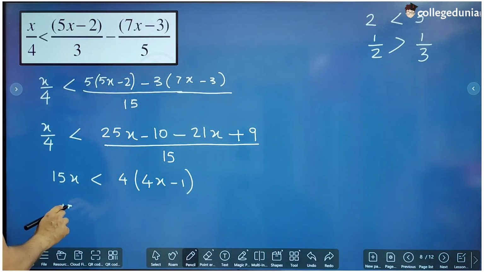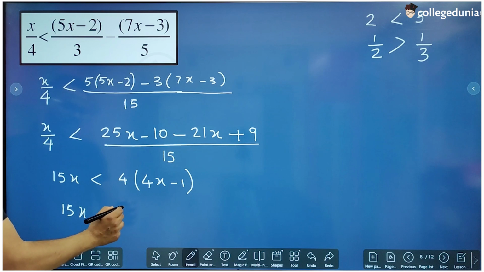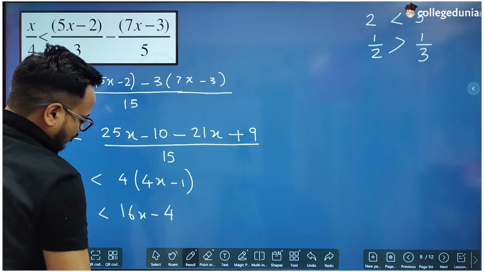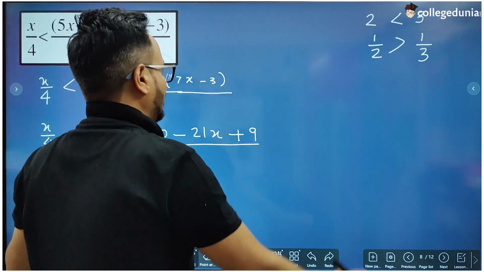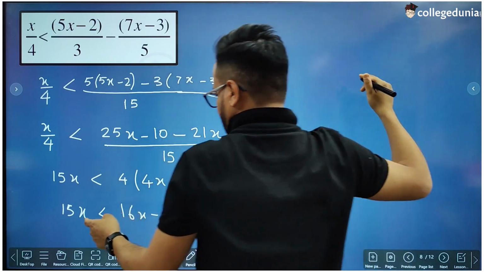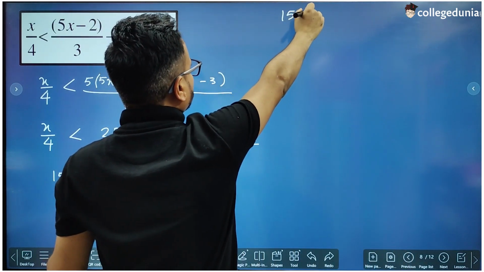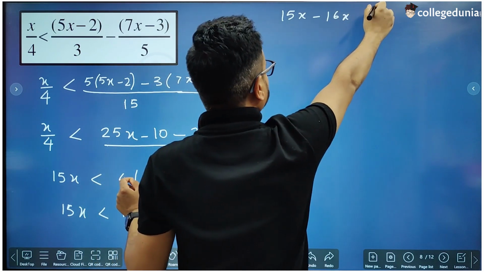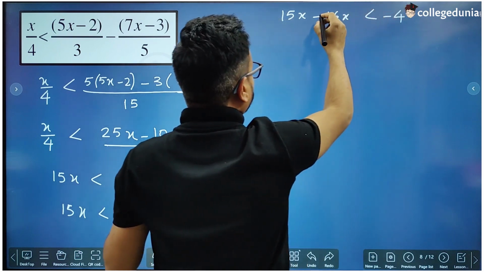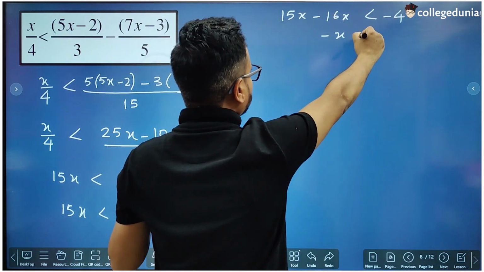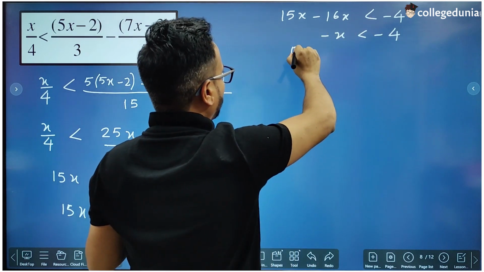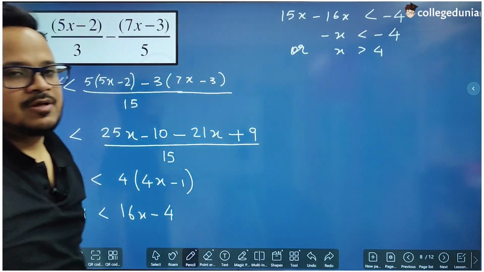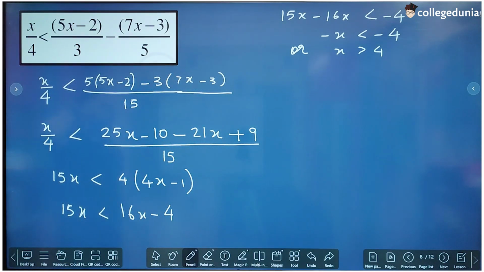So the answer is 15x less than 16x minus 4, or 15x minus 16x less than minus 4, or 15 minus 16 is minus x less than minus 4, or x is greater than 4. Now again we are doing the same thing. So the solution is that the value of x is greater than 4.